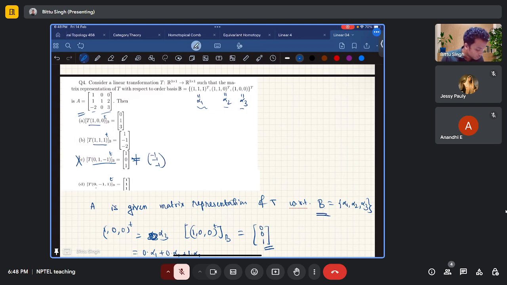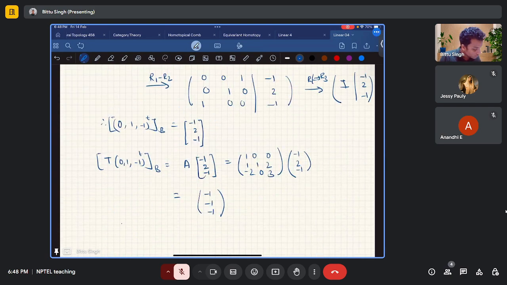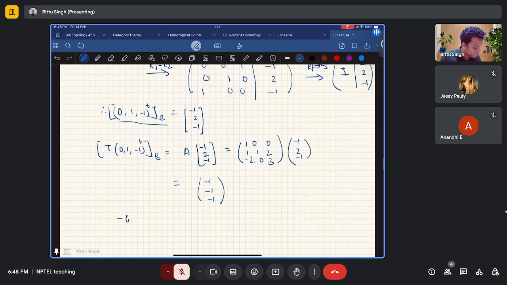Now similarly, there is 0, minus 1, 1. We need to find the coordinate of 0, minus 1, 1 with respect to the new system. But we know the answer because the coordinate of this is this. So the coordinate of the negative thing 0, minus 1, 1 with respect to B is simply putting a negative sign. So minus 1, 2, minus 1 is there. So from here it is plus 1, minus 2, plus 1.